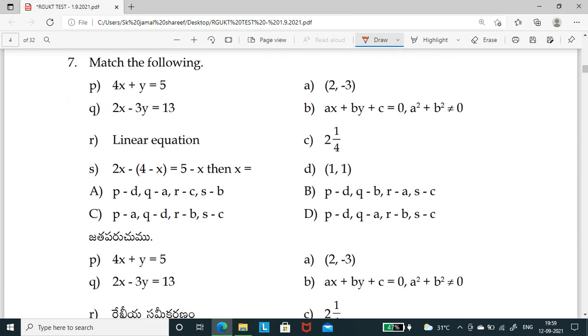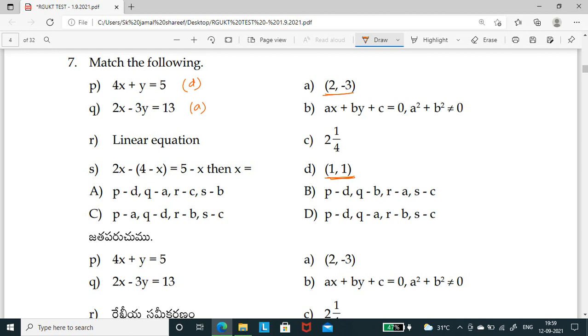Next, match the following. 4x plus y is equal to 5. From the options, when you substitute 1 and 1, 4 ones are 4, plus 1 is equal to 5. Hence this option is D. Next, 2x minus 3y is equal to 13. Clearly from the options, you can see option A. 2 twos are 4, minus 3 into minus 3 is plus 9. So 4 plus 9 is 13.